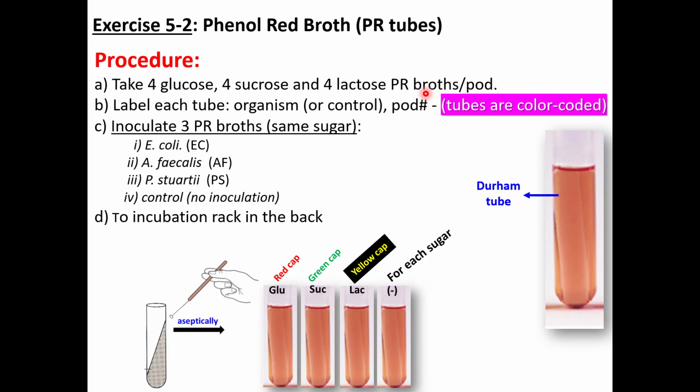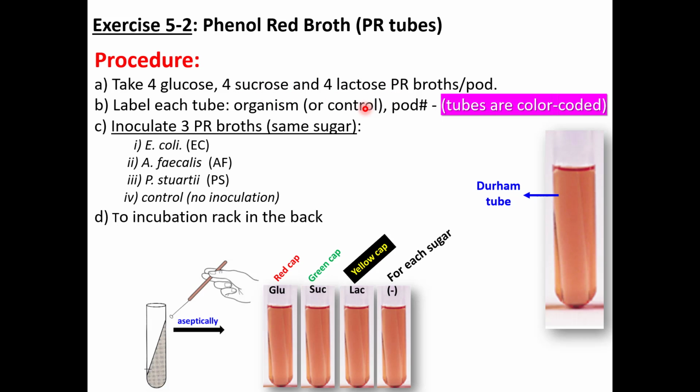this is how we do this. When you go to the back of the room to do some shopping, you would grab 4 tubes that have glucose on them, 4 other tubes that have sucrose on them, and another 4 other tubes that have lactose on them. So all the tubes would be color coded. The tubes that have the red cap would be for glucose, the green cap would be for sucrose, and the yellow cap would be for lactose.